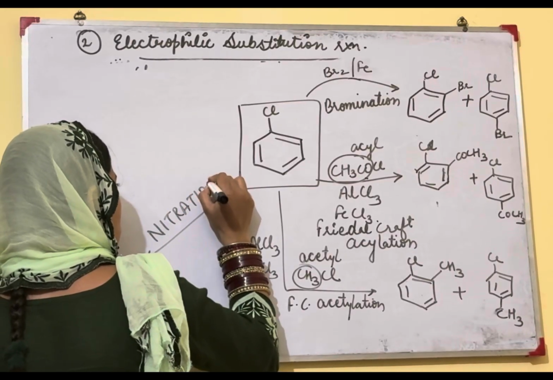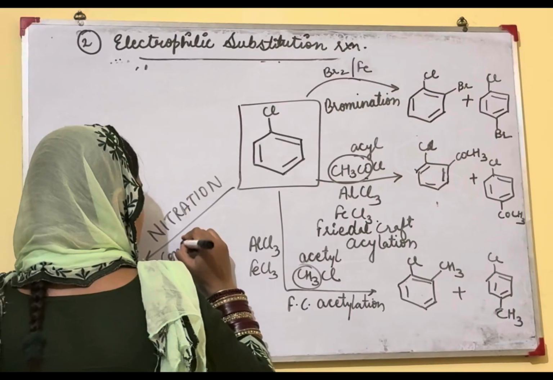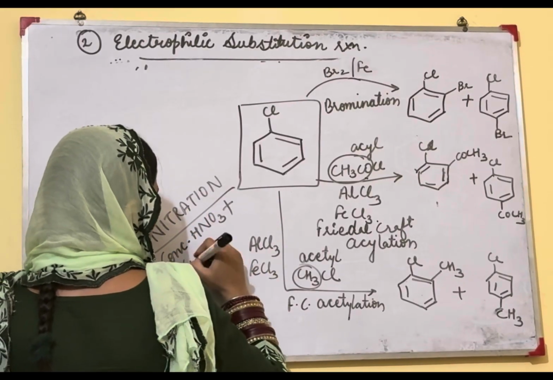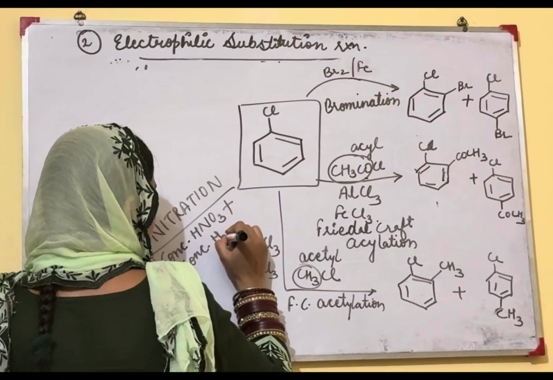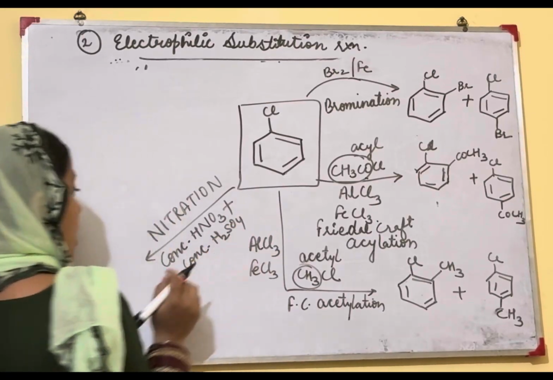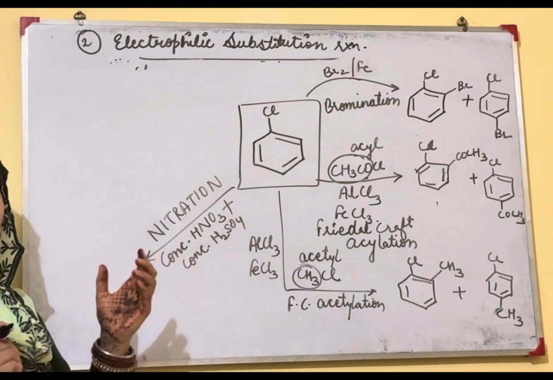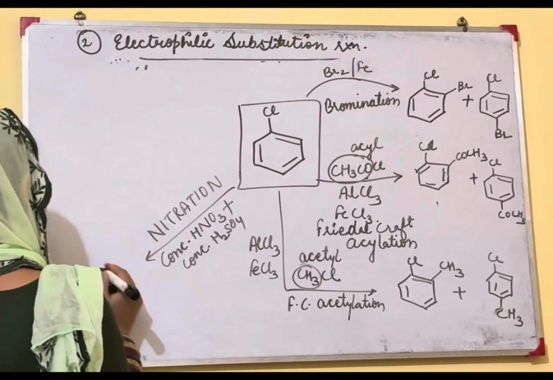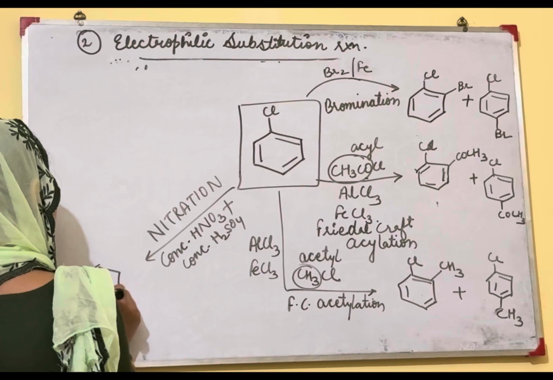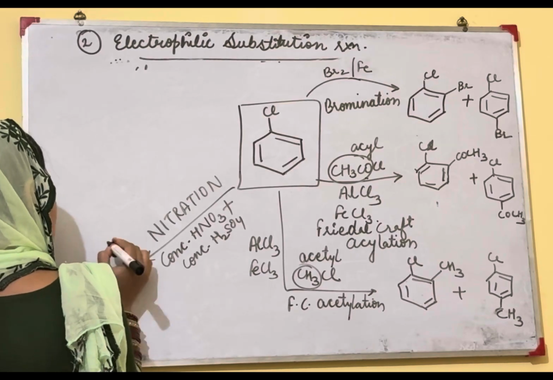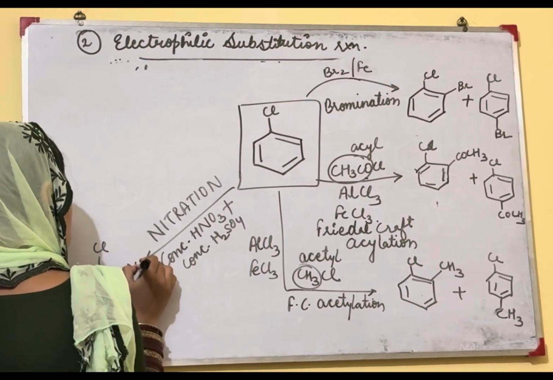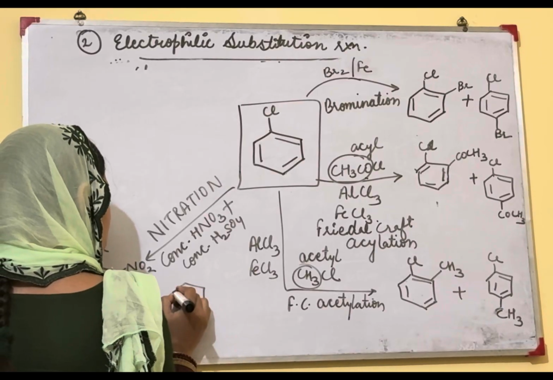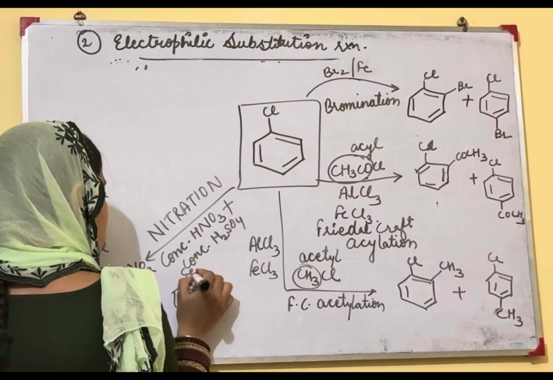Now the fourth reaction is nitration. For nitration, we will take concentrated HNO3 nitric acid along with concentrated H2SO4 sulfuric acid. When these both are given together in any reaction, then nitration will take place. Means the NO2 group will be attached at ortho and para positions. Remember, para will be the major product in all the reactions we did.